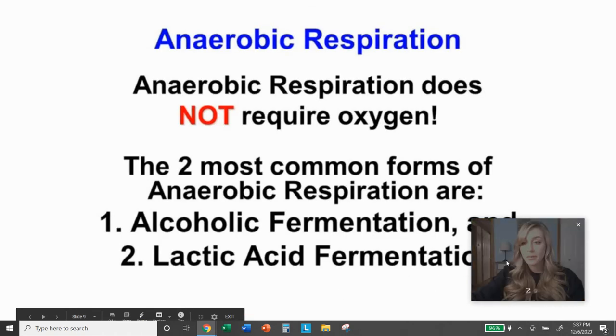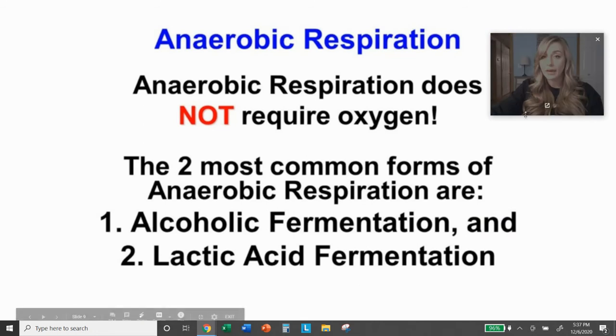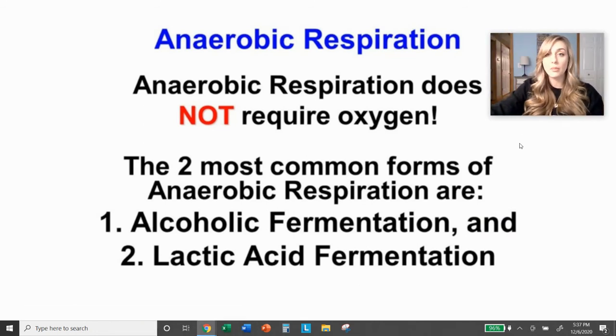If we're talking about fermentation, you may hear it referred to as anaerobic respiration. Anaerobic means without oxygen. It's not going to require oxygen. And we mentioned that could fall under two umbrellas, alcoholic fermentation or lactic acid fermentation.